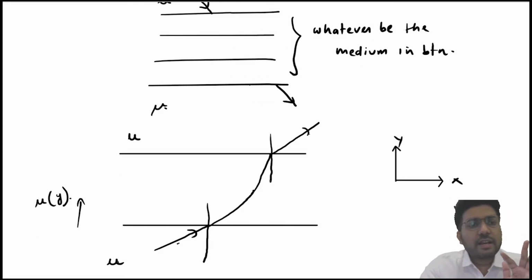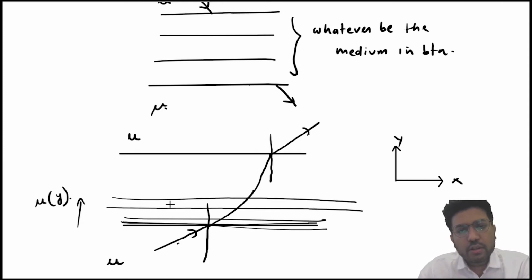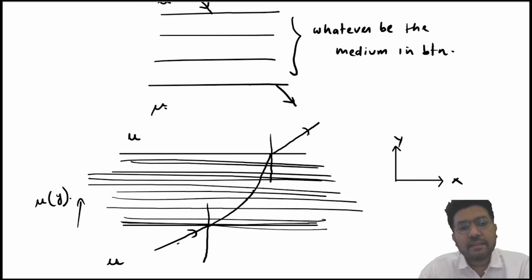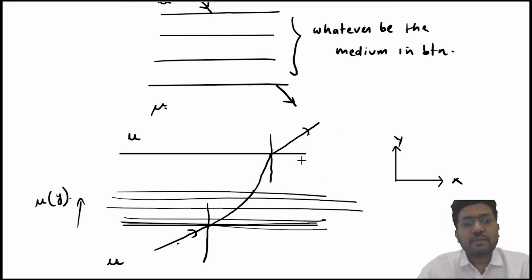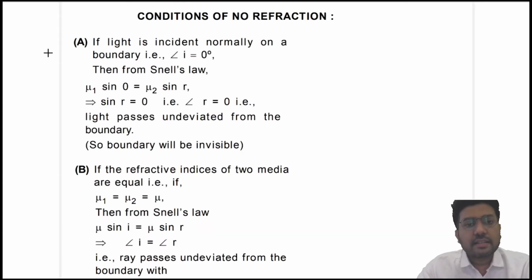Alright, so here when mu is varying with y, because at a given y every point has the same mu, every line is acting as an interface. Infinite number of interfaces are there, right? I hope everybody has understood this. Now we will go to the next part, and that is conditions of no refraction.